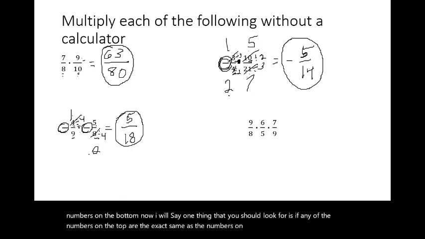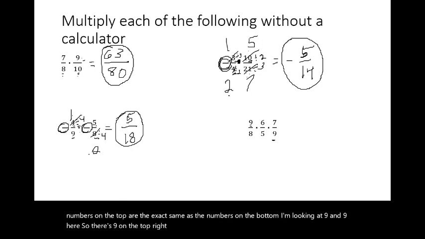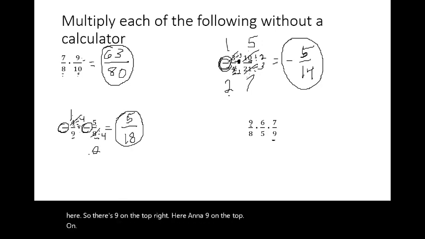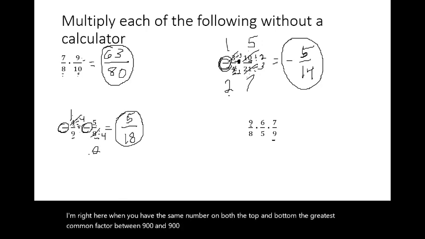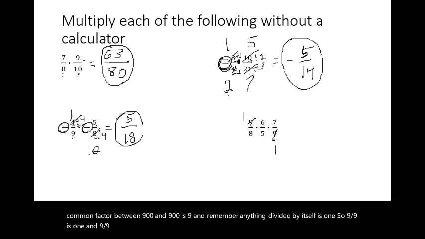I'm looking at 9 and 9 here. So there's a 9 on the top right here and a 9 on the bottom right here. When you have the same number on both the top and bottom, the greatest common factor between 9 and 9 is 9. And remember, anything divided by itself is 1. So 9 divided by 9 is 1, and 9 divided by 9 is 1. So when you have the same number on both the top and the bottom, you can just cancel them out, and they don't go away, they become 1.